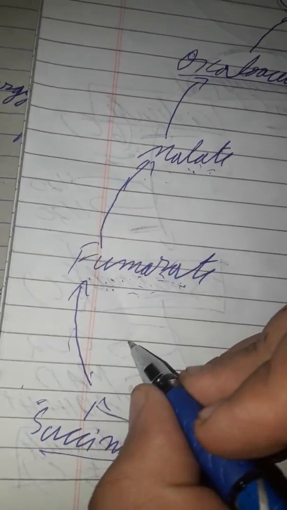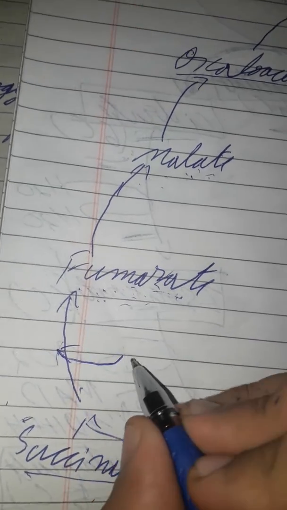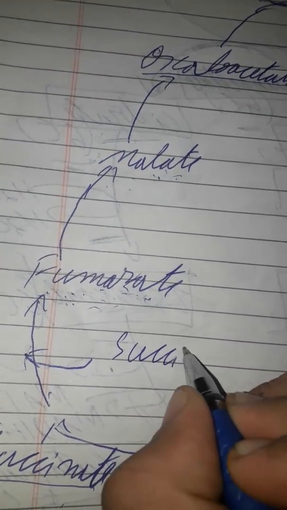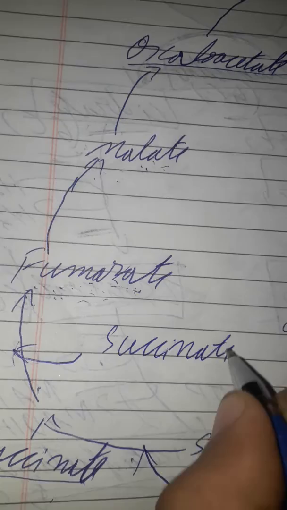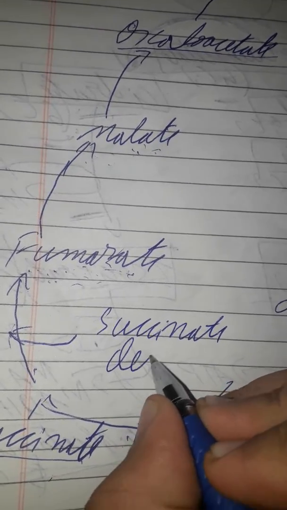Next is D. D means dehydrogenase. What dehydrogenase? Succinate dehydrogenase. Right? I will write like this here. No space. Succinate dehydrogenase.